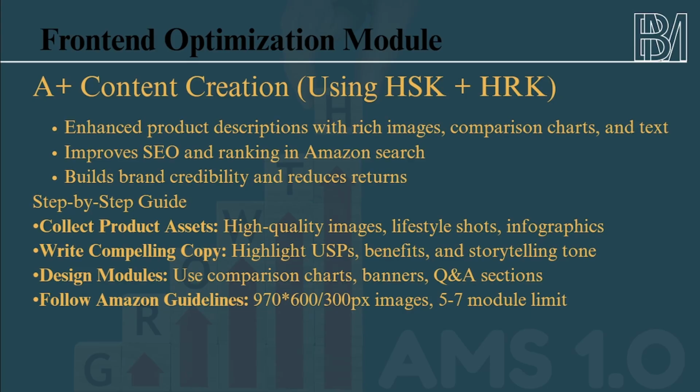Firstly, it's an enhanced product description, which has rich images, comparison charts, text, and so on. Secondly, it improves SEO and ranking in Amazon search. Later, we will see how we use it for SEO purposes. Third, it builds brand credibility and reduces returns. That's obvious: if you have product images and descriptions with a wide range of images, comparison charts, and text, it definitely reduces your returns and builds brand credibility.